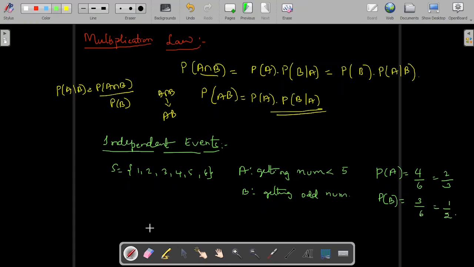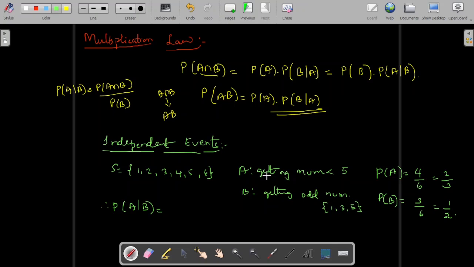Now, suppose I give you the condition: throwing a die where event B has occurred. So I have thrown a die and I got an odd number. You have to find out the probability of getting a number less than 5 in that case. Therefore, P of A given that B has occurred is the probability of getting a number less than 5 if an odd number has already occurred. If an odd number has occurred, possibilities are 1, 3, 5. So the sample space will reduce to this.